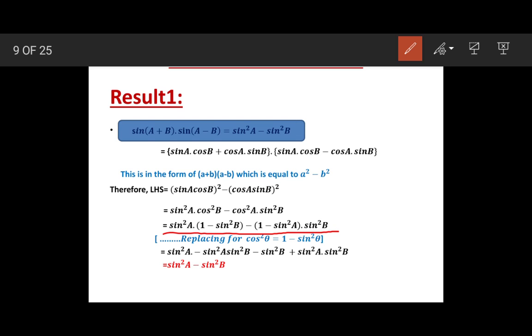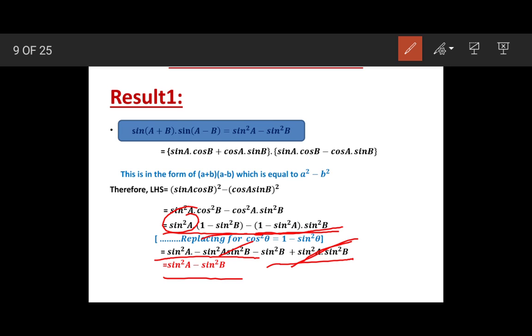Now we have to multiply this with sin square a. So what I am getting, sin square a minus sin square a into sin square b. Then multiplying this second term with sin square b, I get sin square b minus sin square a into sin square b. So after cancelling these terms, minus sin square a into sin square b and plus sin square a into sin square b will be cancelled. So finally we get sin square a minus sin square b.